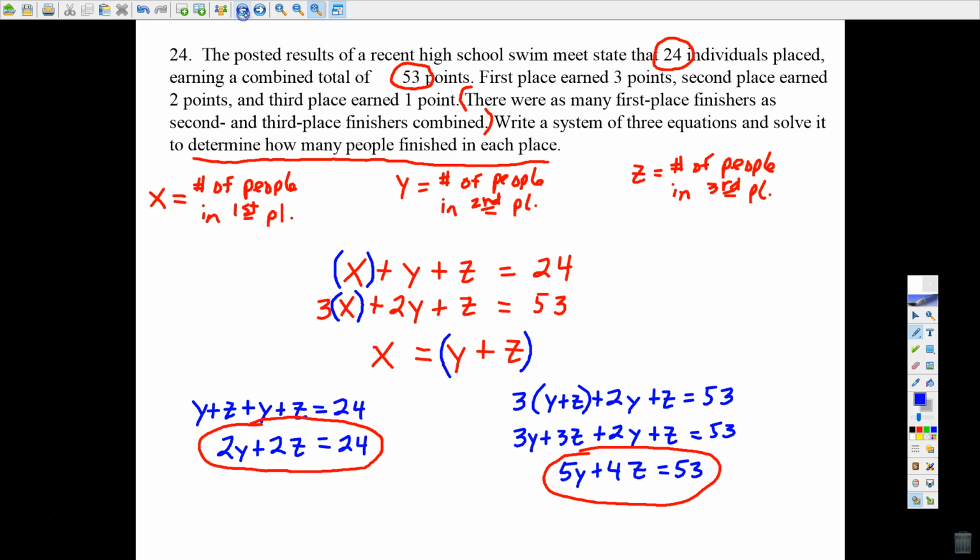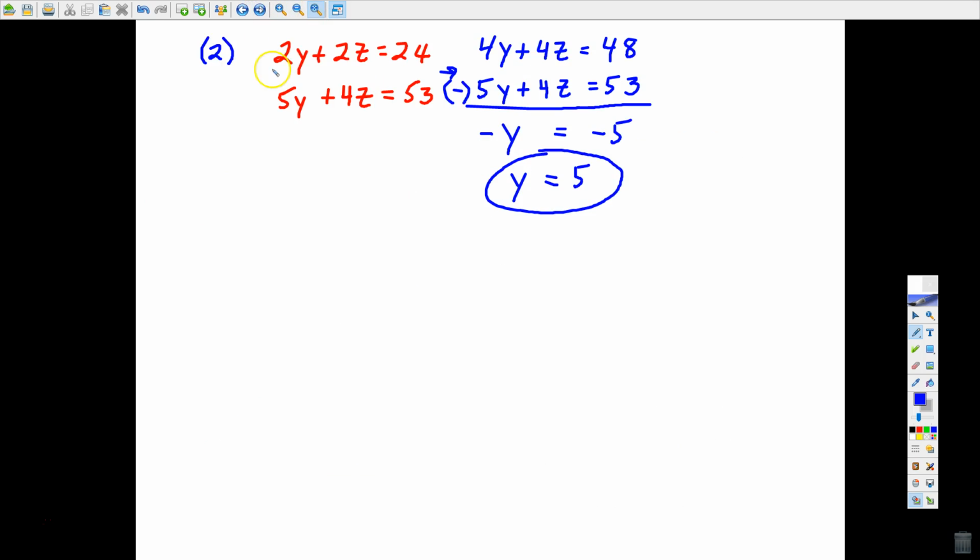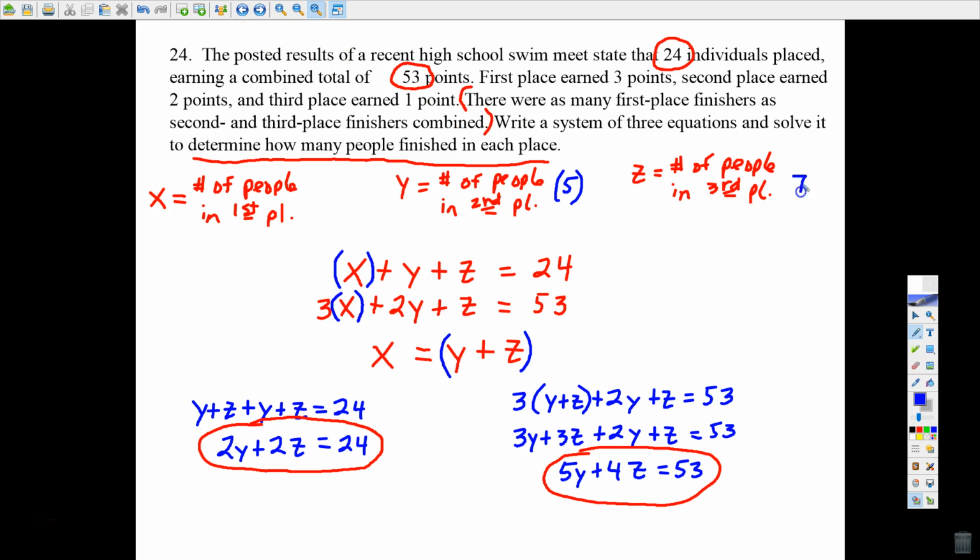So I got one of my 3 solutions. I know that there were 5 people that finished in second place. Okay, I can get another variable, just kind of backtracking through my work. If I go back to this red equation, either of these red equations, and replace y with 5, for example, if I go to the top equation and replace y with 5, I can find z, which is the number of third place finishers. 2z, this is going to be 10. Subtracting 10, I get 14. So Z is 7. So I know that there were 7 people that finished in 3rd place.